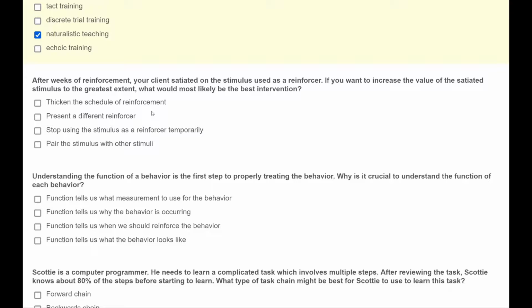This can happen with reinforcers. If we use the same reinforcer too often or too much, clients can satiate and the value goes down. If we want to increase the value, once again, of a satiated stimulus, what will we do?